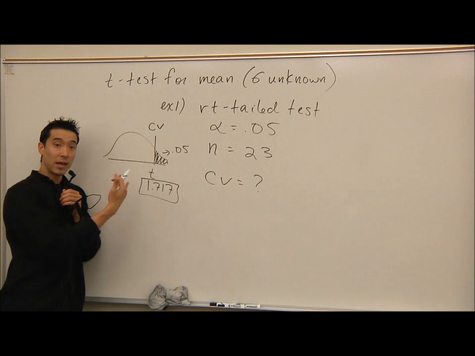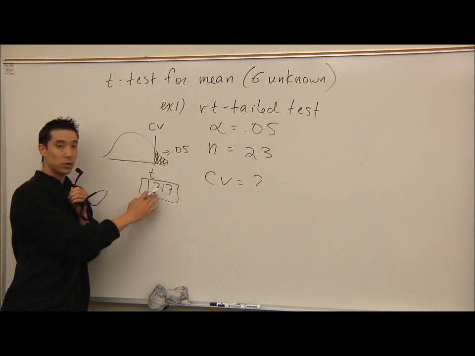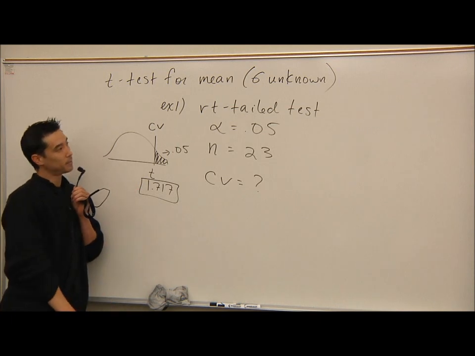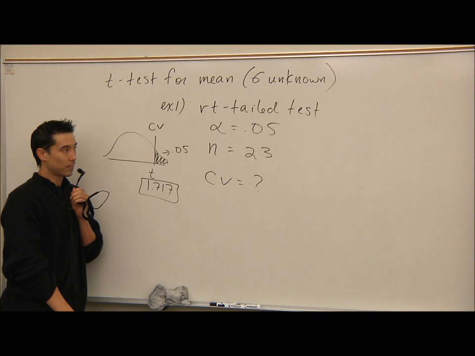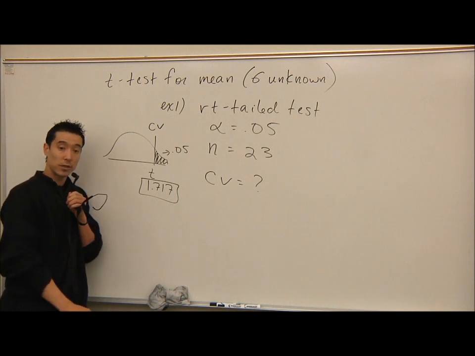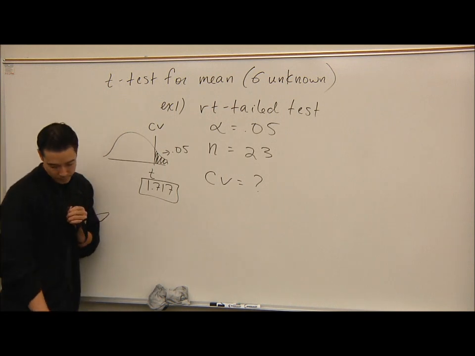However, if this was a left tail test, then what would change about this 1.717? It would be negative, exactly. So that would be my critical value, which would be step 2 when we're doing a traditional hypothesis test. Okay, let's try another one.